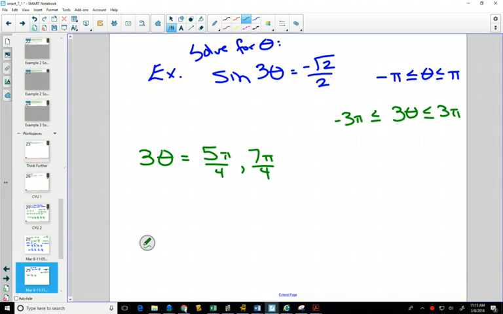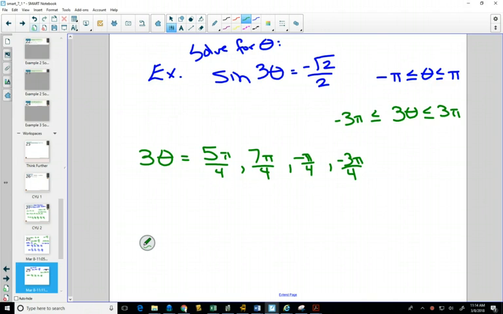So when I go once around in the negative direction, I'm going to get coterminal with 7 pi over 4. That'll be negative pi over 4. And coterminal with 5 pi over 4 will be negative 3 pi over 4. So there are 2 ways you can think about this. How did I get negative pi over 4 and negative 3 pi over 4?